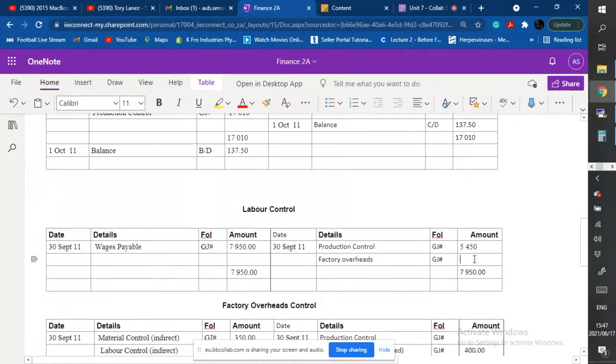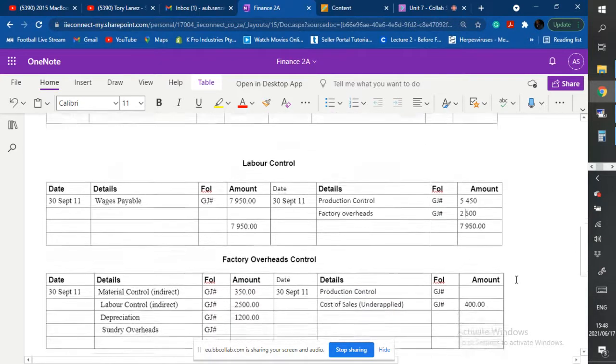Then here we look for where we had the actual factory overhead. Now we're looking for the indirect labor, and that's where we have the 2,500. Remember, your factory overheads are costs relating to the production of your products, but not directly related. So that's why we know we're using the indirect labor there. So we've dealt with that. We've added in those missing pieces. We're done with the labor control.